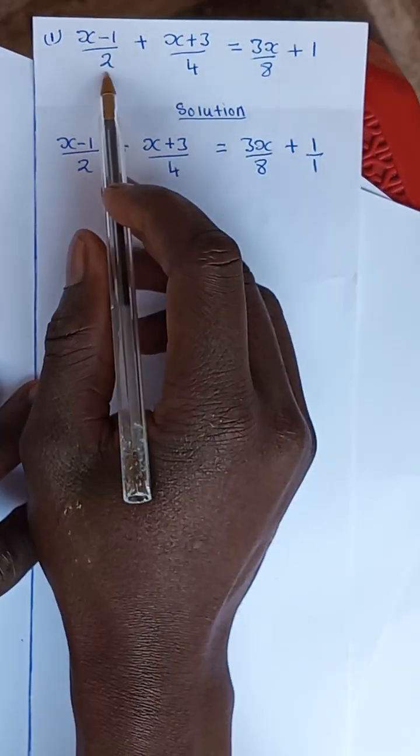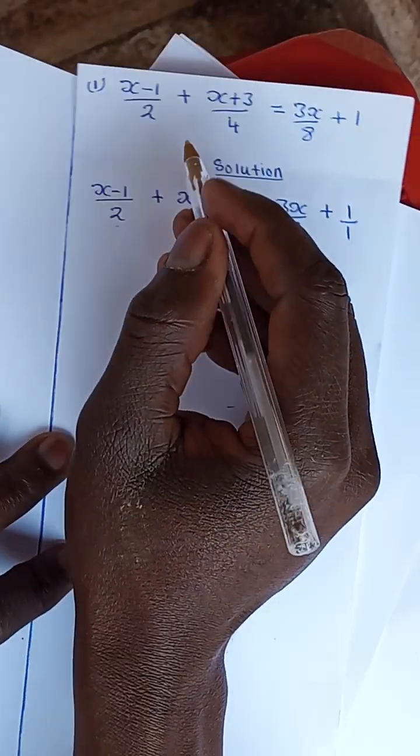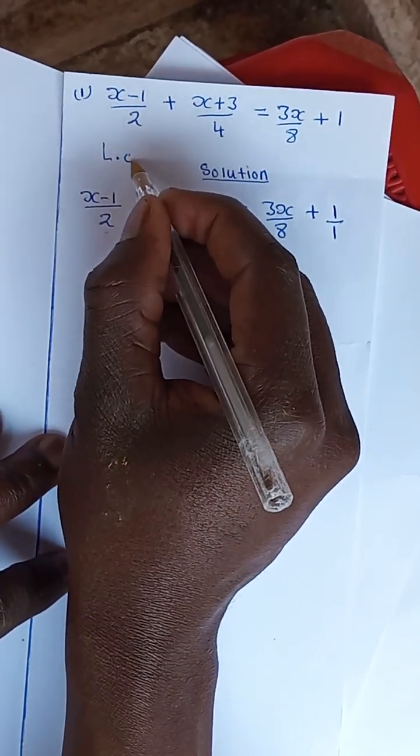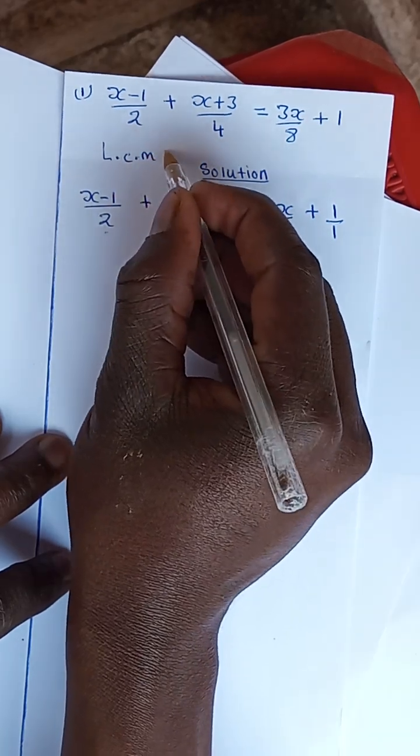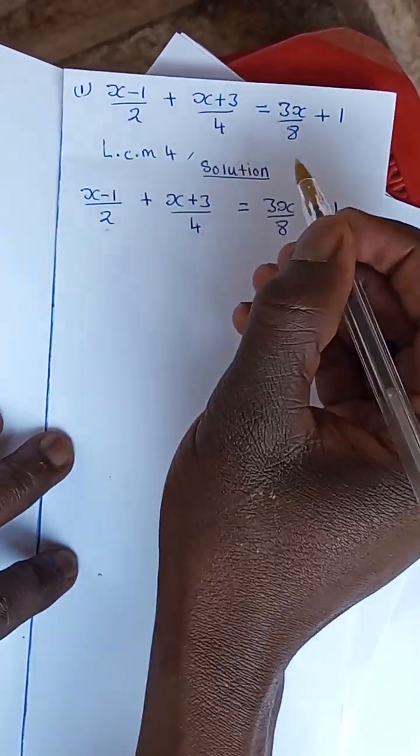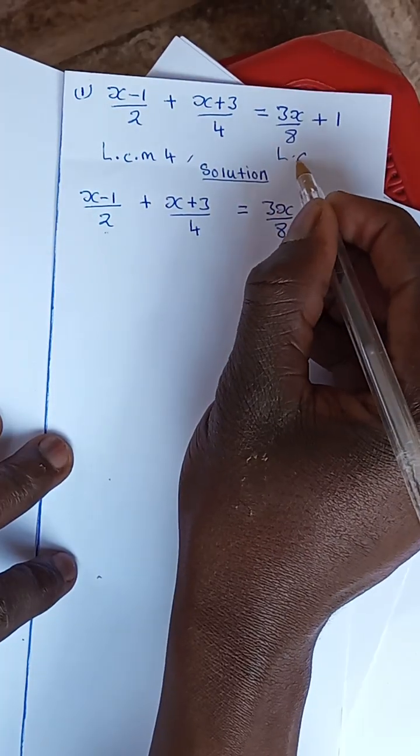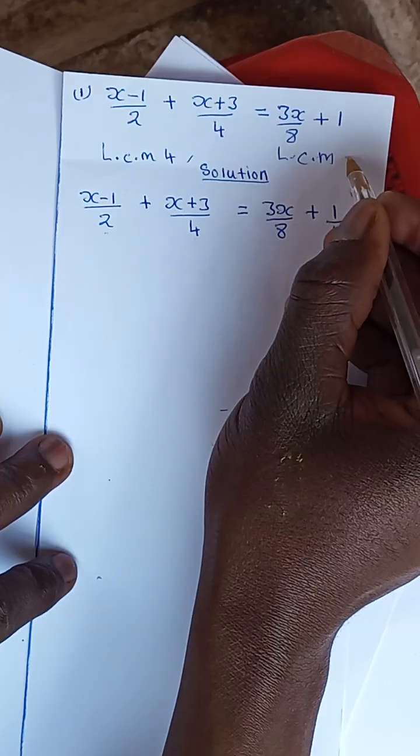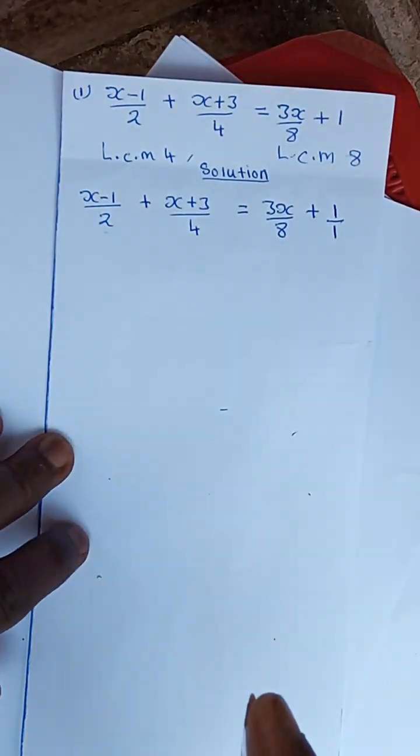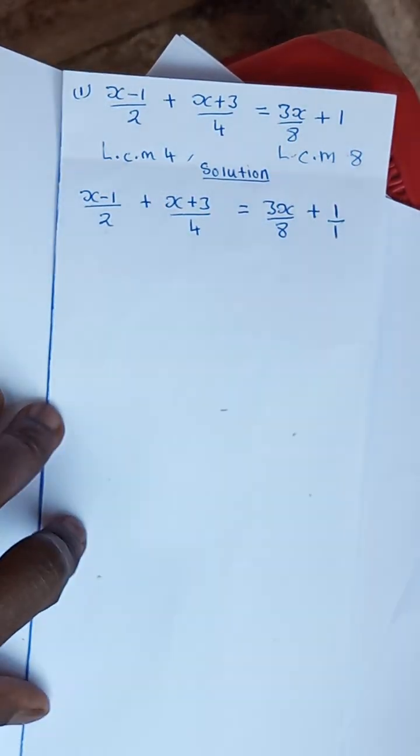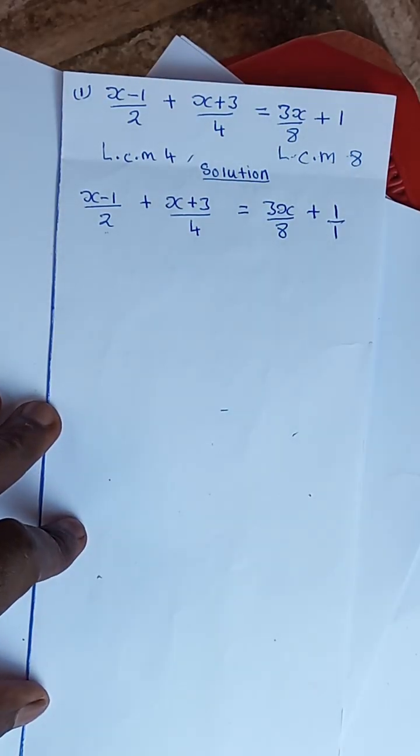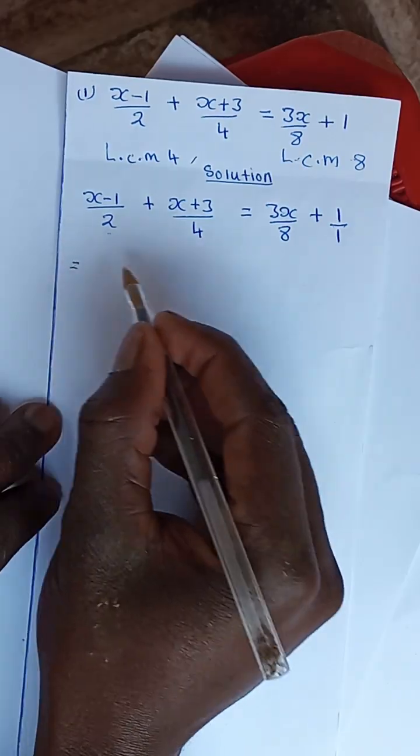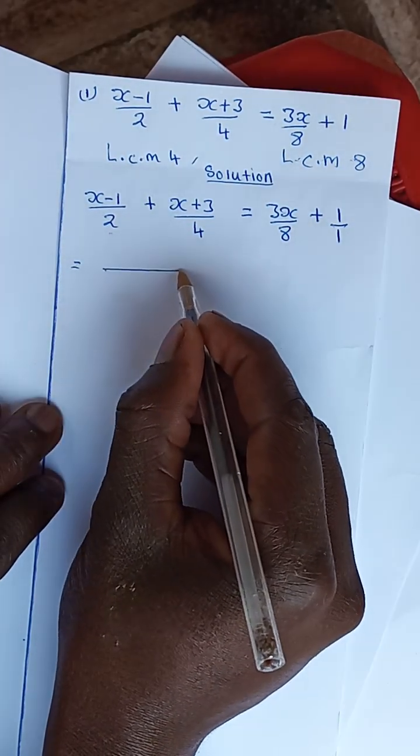Now the LCM between 2 and 4 is 4. You see the LCM is 4 for this one. Then the LCM for this one is 8. Now what you are going to do, we solve. We draw our LCM line. This is our LCM line.